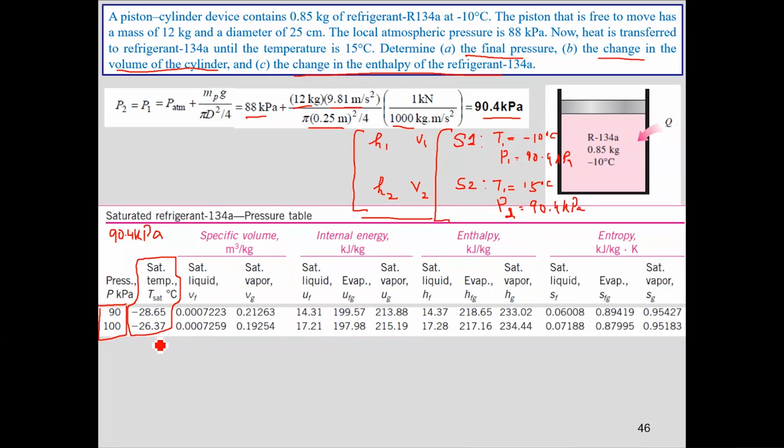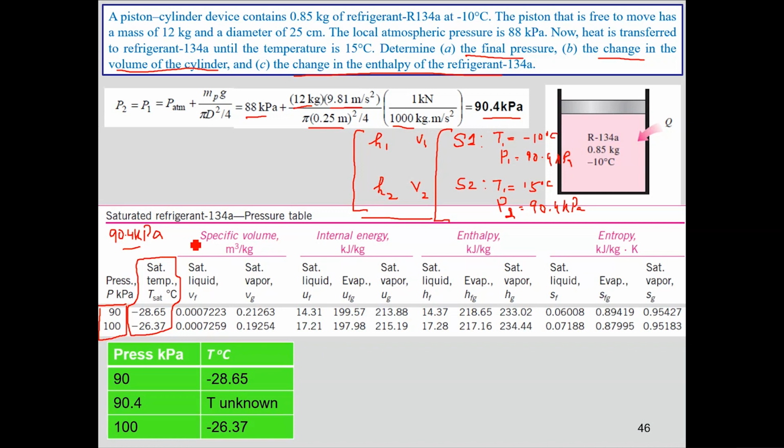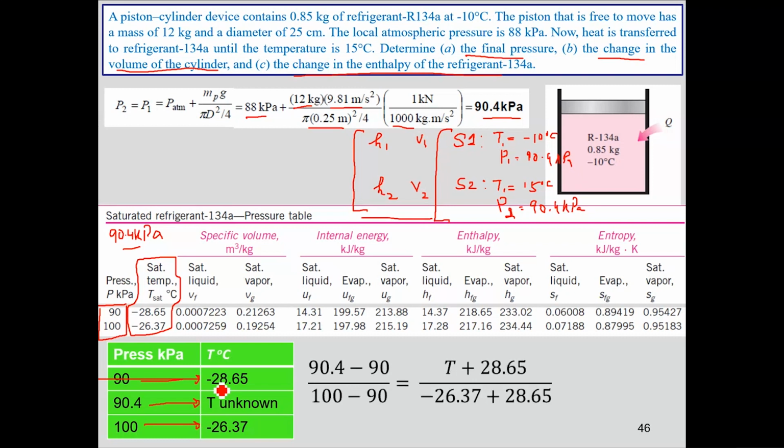Why you need the saturation temperature, I'll come to it in a minute's time. But the first thing you have to do is to find out the saturation temperature for this pressure, which lies in between 90 and 100. So I have constructed this table where 90.4 kilopascal is the one for which temperature is to be found. The immediately lesser value is 90 kilopascal, for which temperature is minus 28.65, and the immediately higher value is 100 kilopascal, for which temperature is minus 26.37 degrees centigrade. Once we do the interpolation, we find out the value of temperature to be minus 28.65.